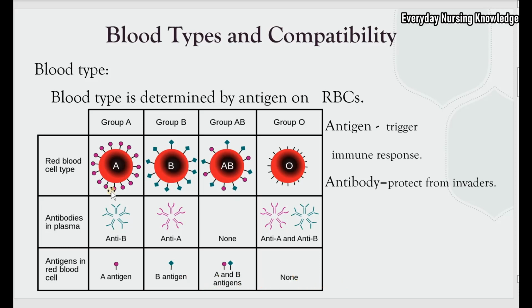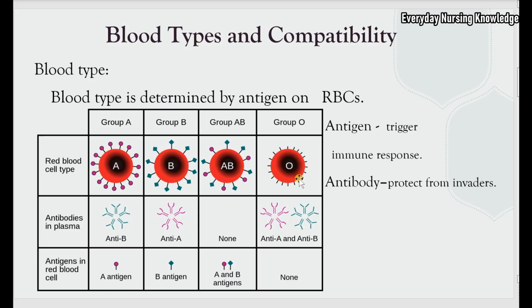Type and screen and cross match, that is compatibility, is done so that we know what blood type and Rh factor a person can receive. Same in group B, since it has B antigen, in their plasma there will be A antibodies. In type AB, it has both antigen A and B. In their plasma, it doesn't have any antibodies. As a result, it can receive blood from all blood groups.